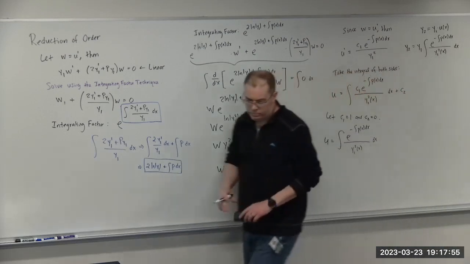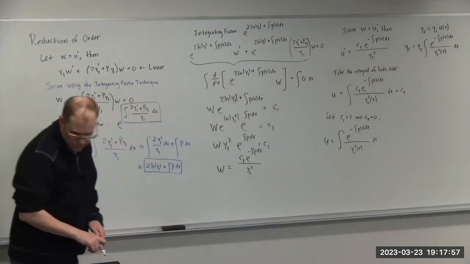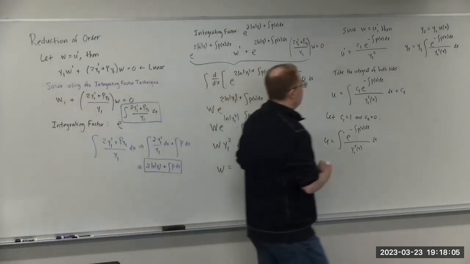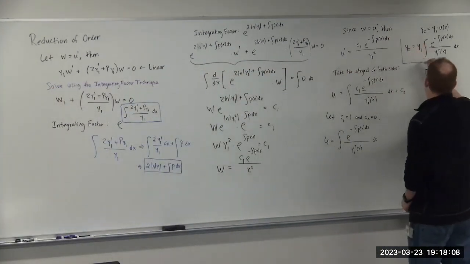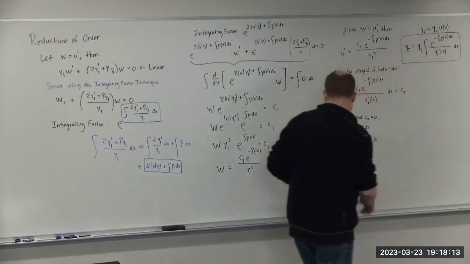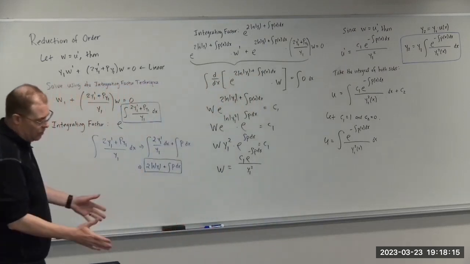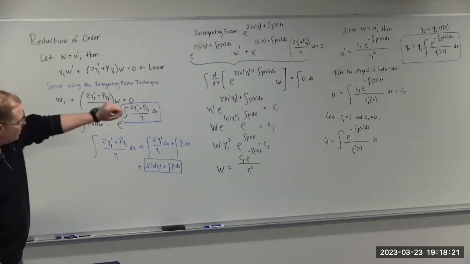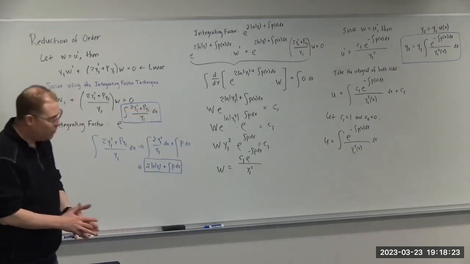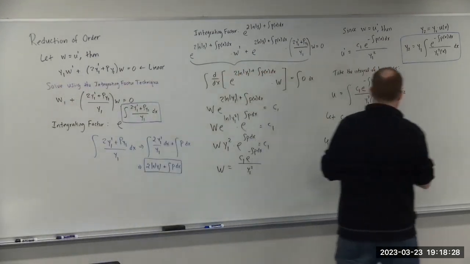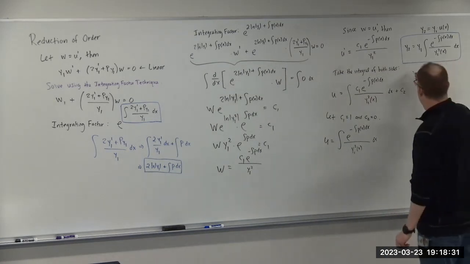So there's the formula that we want. This is what's called the reduction of order formula. So if you're given a second order differential equation, and you're given one of the solutions, we can substitute into there, and then get Y2, and then the general solution would be this.